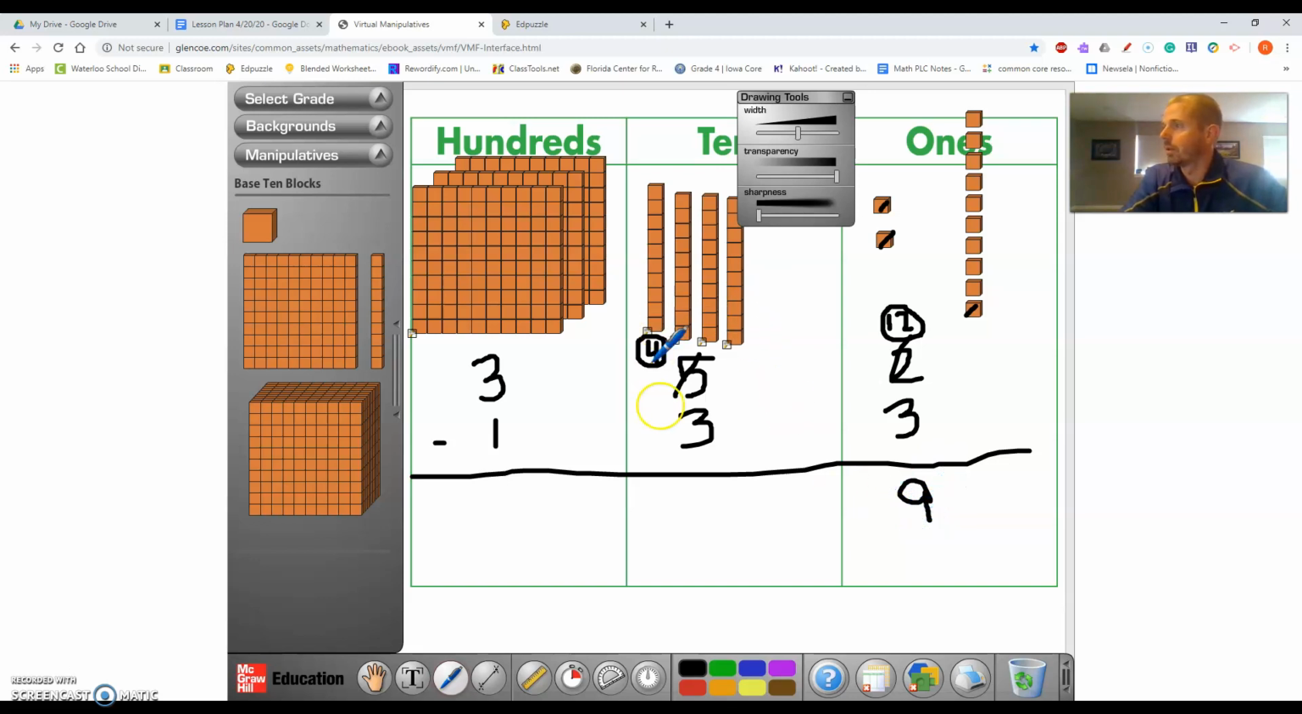Okay, now we're going to go to the tens place. Can I take 3 away from 4? 1, 2, 3. Yep, I sure can, so I have 1 left. And now to the hundreds place. Can I take 1 away from 3? Yep, and I have 2 remaining. So 352 minus 133 equals 219.